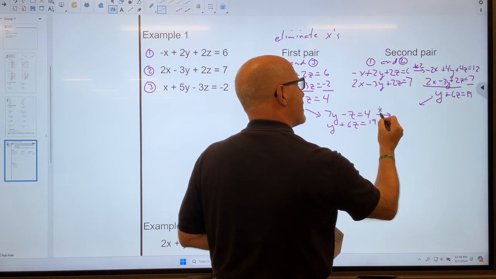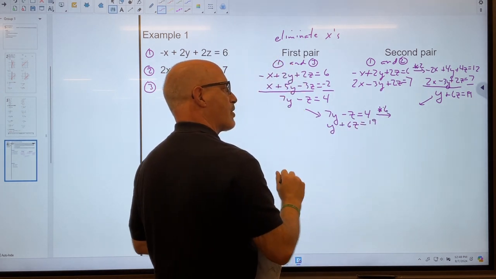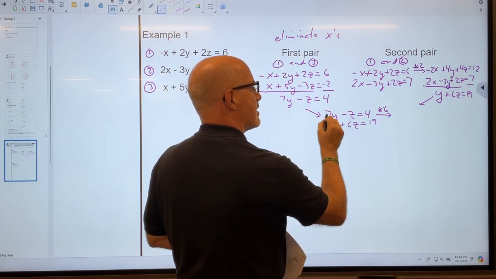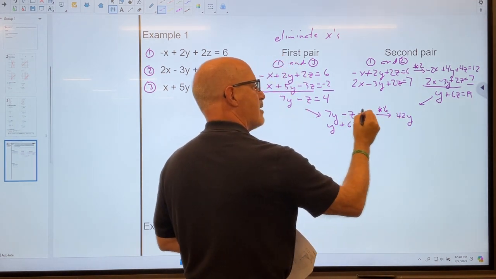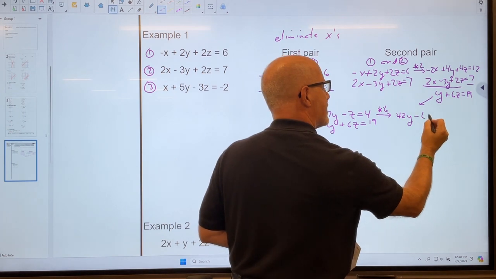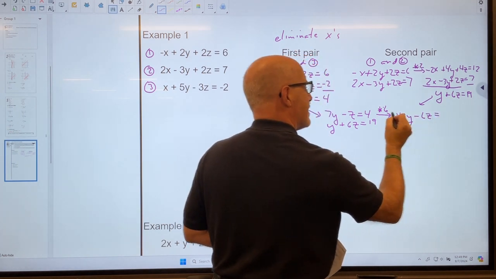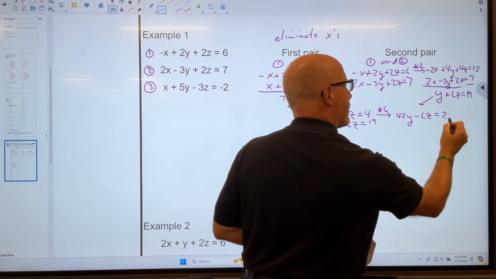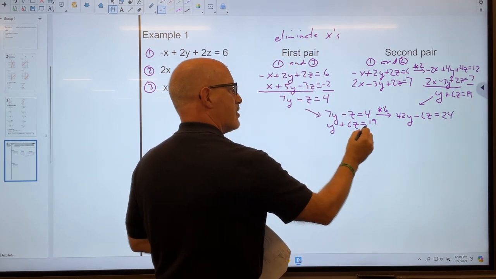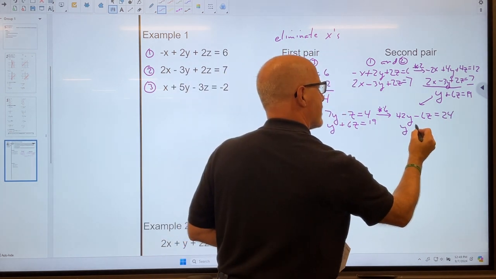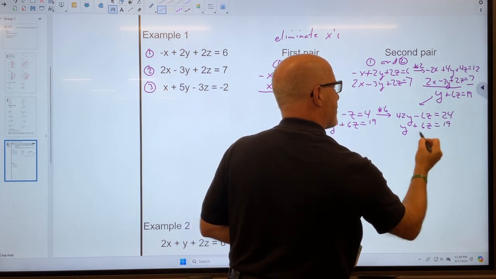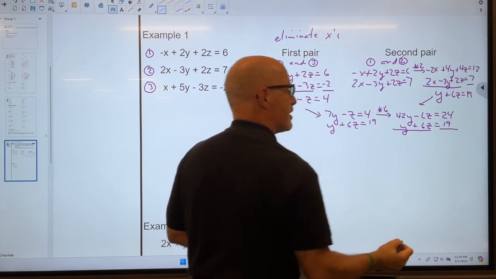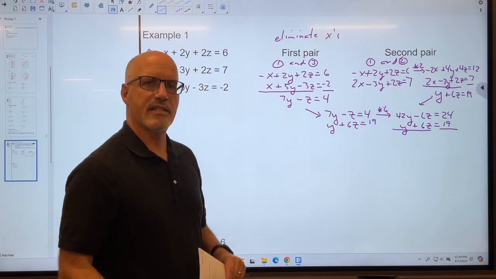So times 6. Substitution would work just fine for this. So 6 times 7 is 42y. 6 times the opposite of z is negative 6z. And 6 times 4 is equal to 24. Here I'm going to just rewrite this one as is. And then I'm going to add straight down just to get rid of, in this case, the z's.